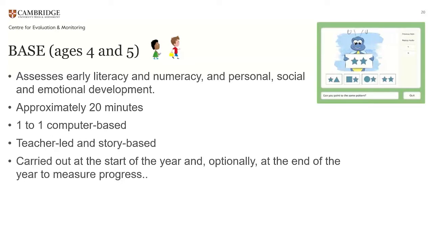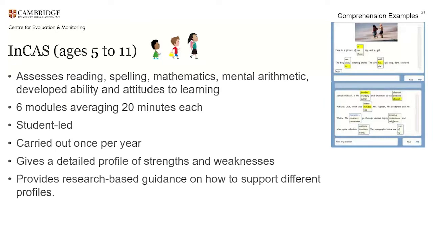When we get to INCAS, which is the primary assessment, at this point we might expect children to be able to use a computer independently, of course with a little bit of help, but that's why you can actually do this on computer in, let's say, a classroom setting, and you get really, really detailed data, because we've got 6 modules, about 20 minutes each. You can do them when you want, in the order that you want, and we're looking at those, if you remember, those key areas.